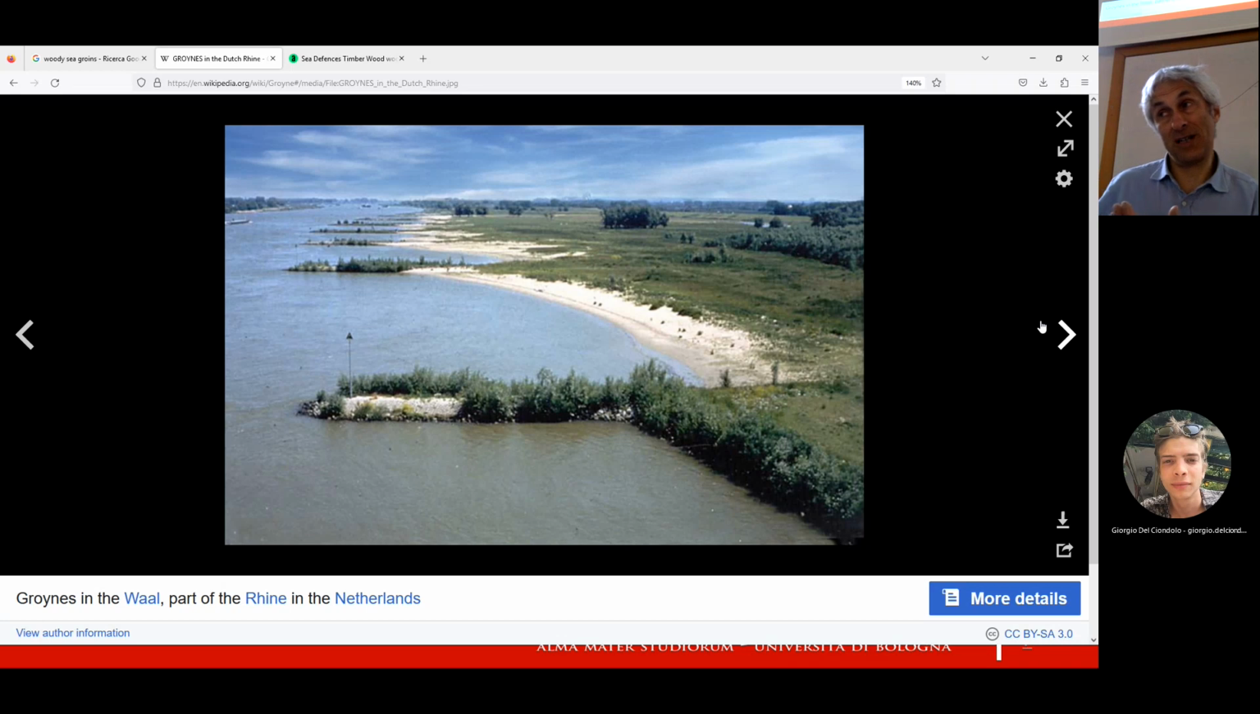And of course, you understand that the gap between the groins needs to be carefully designed, as well as the orientation of the groin. So you understand that in this case, if the groin is perpendicular, you get a particular shape. If the groin is oriented downdrift, the shape changes. And the opposite if the groin is oriented updrift.